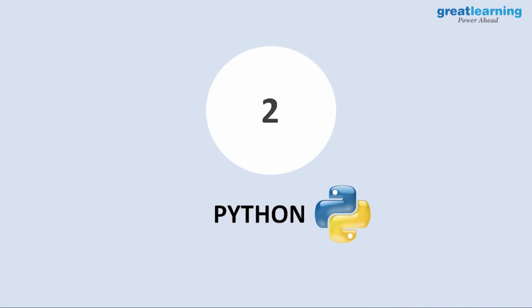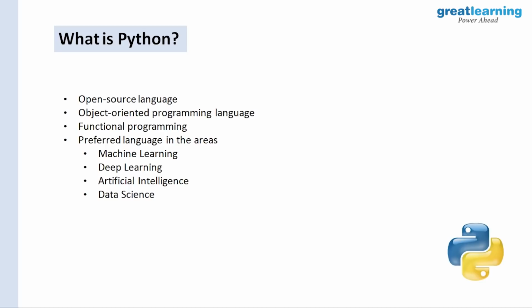At number 2, we have Python. It is an open source programming language which is growing day by day. It is an object-oriented programming language which is preferred in areas such as machine learning, deep learning, artificial intelligence, and data science. It also contains a collection of libraries such as TensorFlow, NumPy, Pandas, and Matplotlib, wherein NumPy is used for calculating numerical expressions, Pandas is used for data manipulation, and Matplotlib is used for data visualization. It also consists of APIs such as Keras, which is used for creating deep learning models.